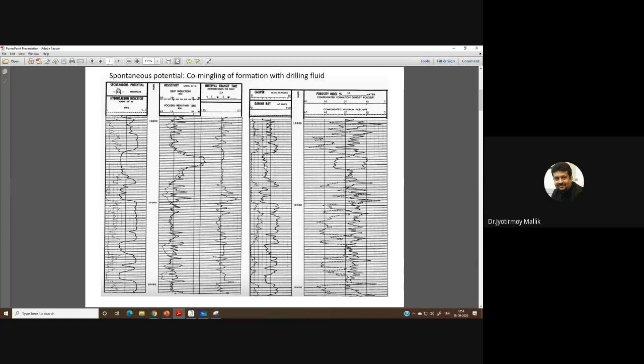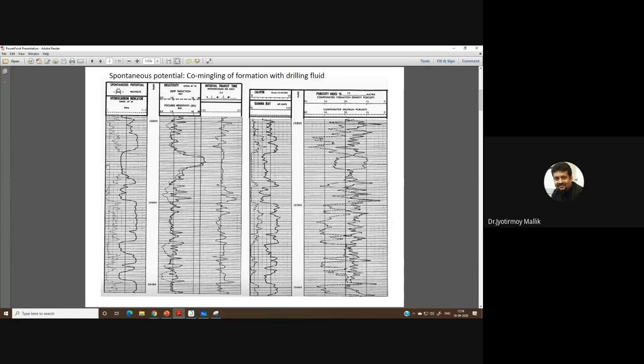Here also you can see the sandy section is reflected in the spontaneous potential curve, and so on and so forth. So both from spontaneous potential and from gamma ray, you can calculate the net to gross, as well as essentially distinguish where you will find sandstone and where you will find shale.